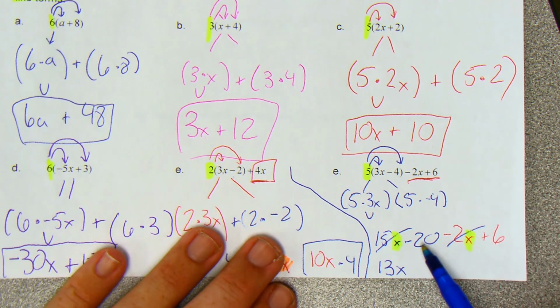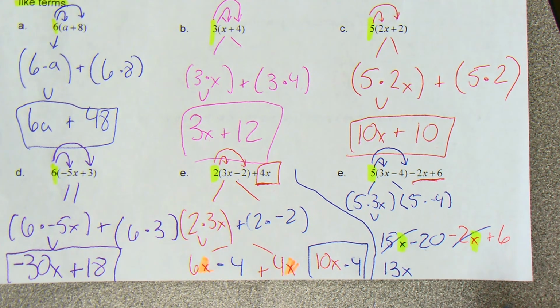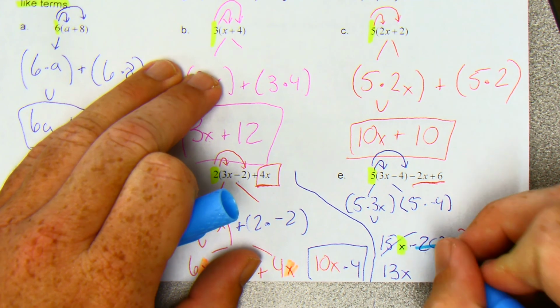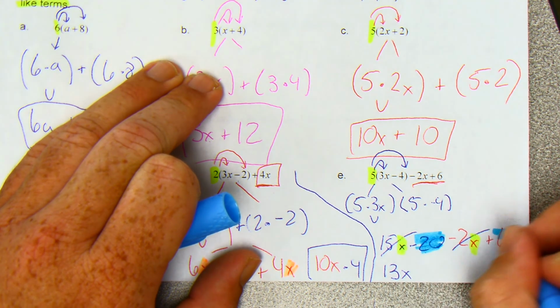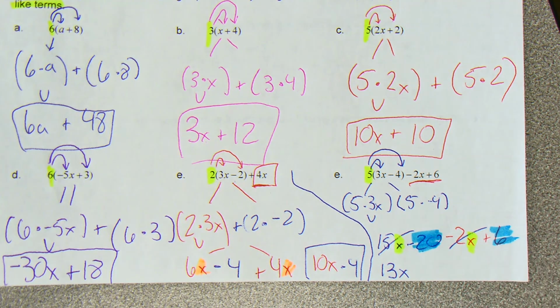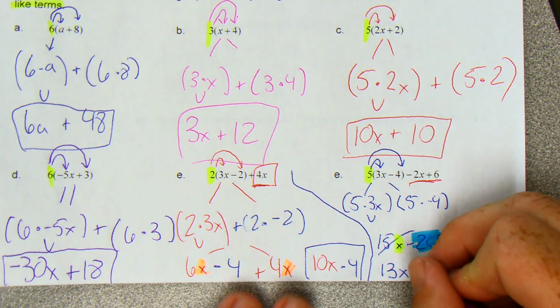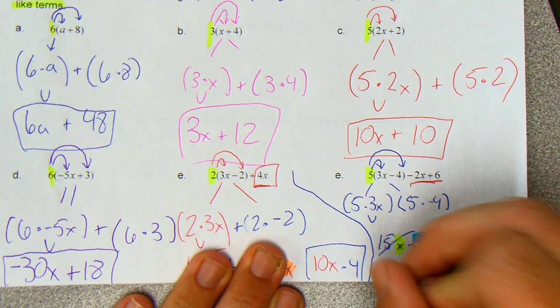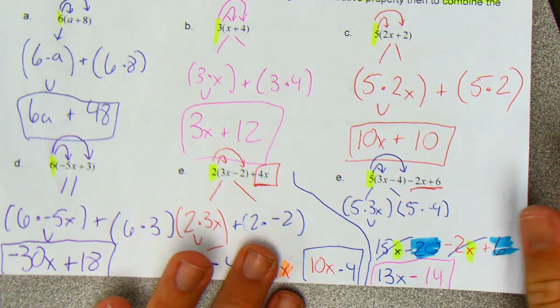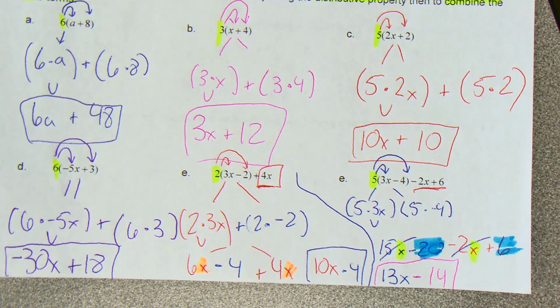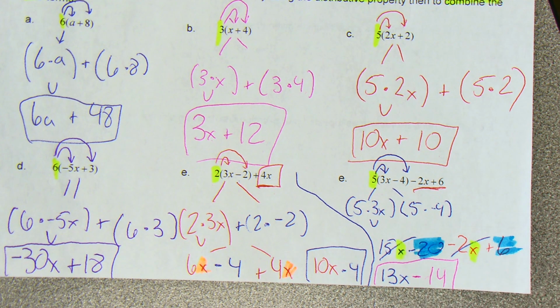13x. Now I have a negative 20 plus 6. Since neither of those have variables, they're both constants, we can combine those two. All right, so I'm going to highlight those just to show that we're combining those two, okay? So we are combining those as well. And if I did negative 20 plus 6, I would get negative 14. So we have 13x minus 14, and that's our final answer, okay? We simplified all of this up here down to 13x minus 14.